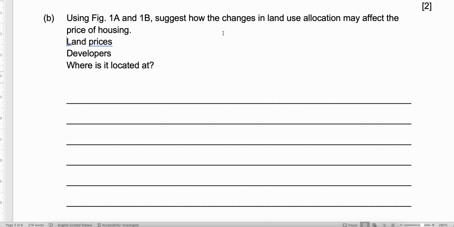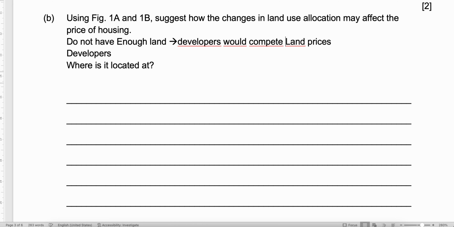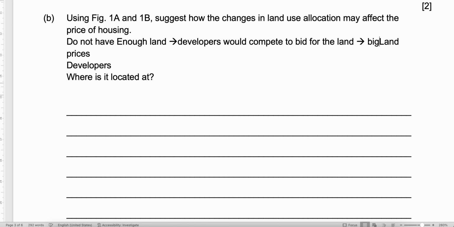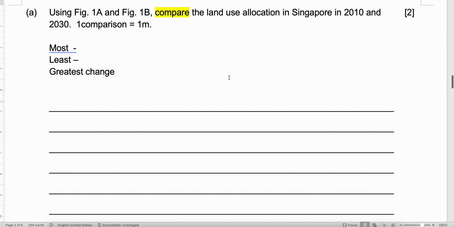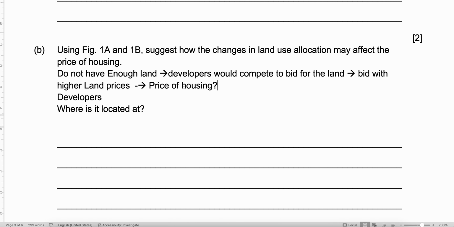You have also learned, especially from the Hong Kong example, that if you do not have enough land, developers will compete to bid for the land, and they will bid with higher land prices, which makes the land prices higher. How does it affect the price of housing? Looking at this graph and the changes, look at it for yourself: given how the land allocated for housing has changed, how does it affect the price of housing?